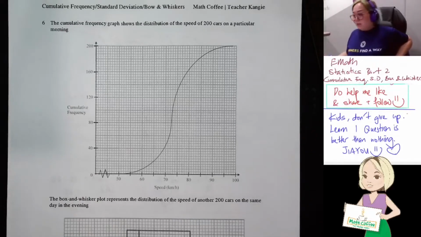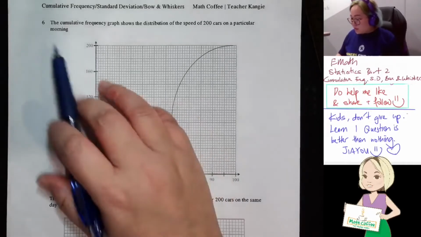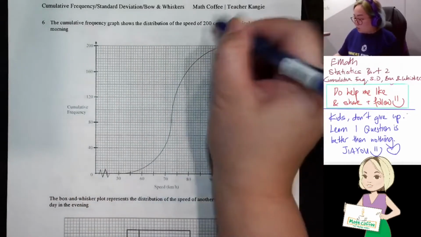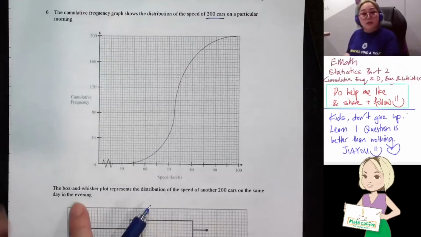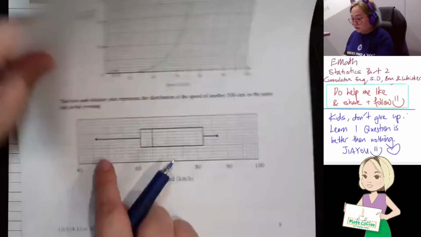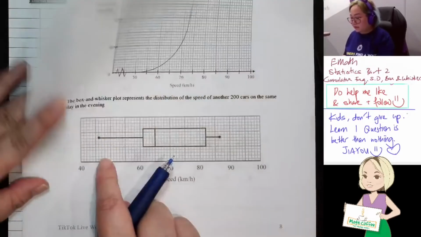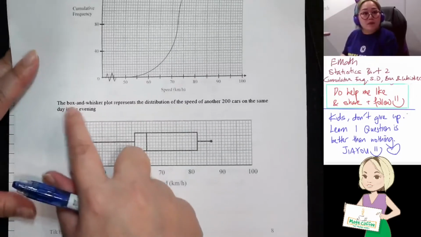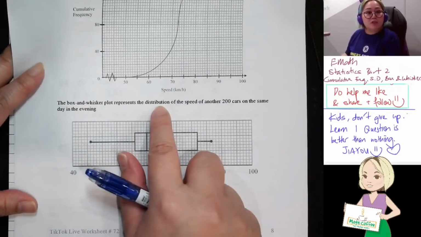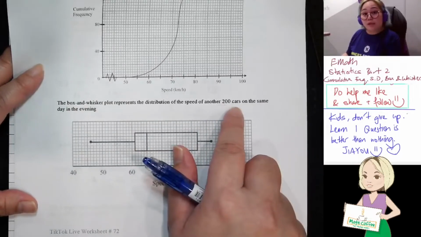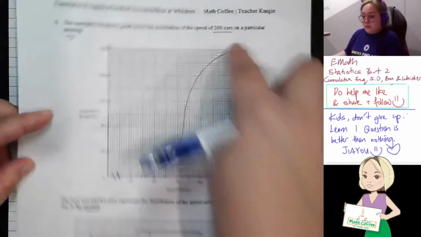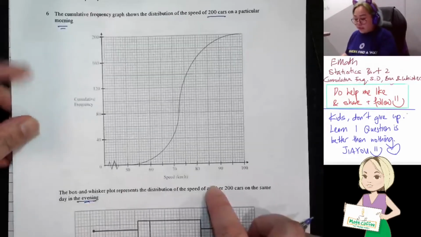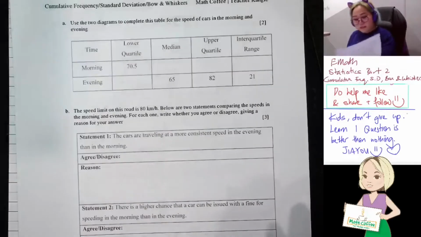Okay, so question number 6. The cumulative frequency graph shows the speed of 200 cars on a particular morning. Now they give me another set of data. Is this mathematics? Yes, of course. The box and whisker plot represents the distribution of the speed of another 200 cars on the same day, but this time in the evening. So one is in the morning, one is in the evening. Based on this data, we're going to answer their question.